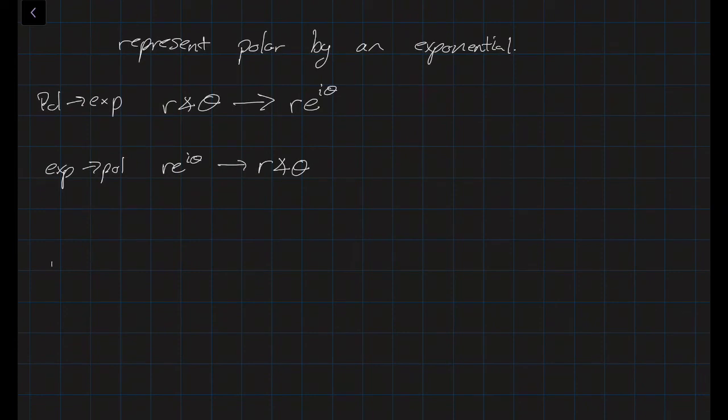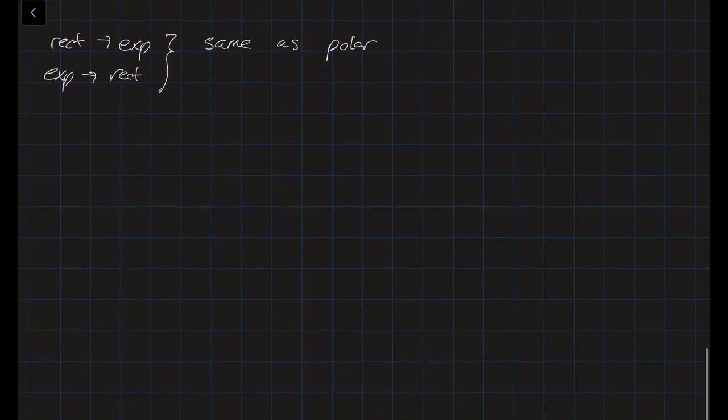Converting from exponential to and from rectangular, though, is a little trickier, and the best way I think to do this conversion is just to convert to polar first and then go into the exponential form. If we're converting from exponential to rectangular, we already have r and we already have theta, so we can just use the polar conversions to convert to rectangular form. So let's look at two examples.